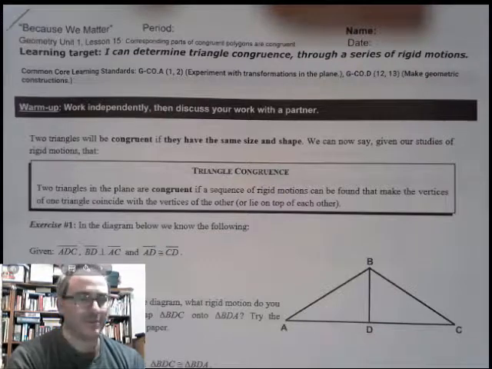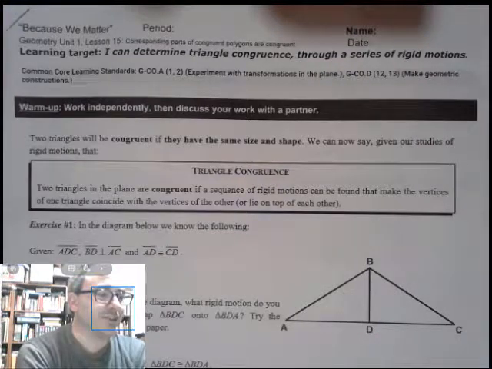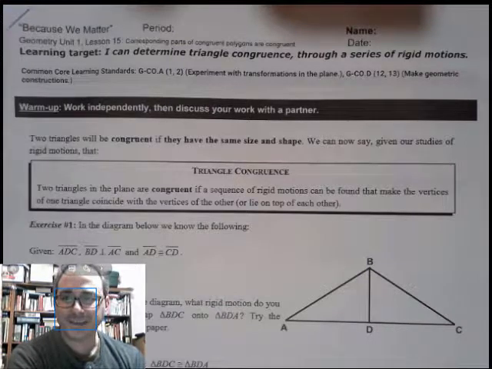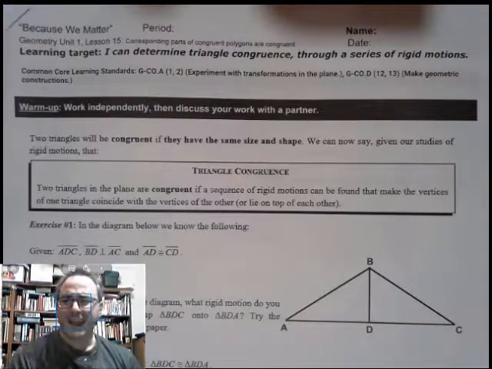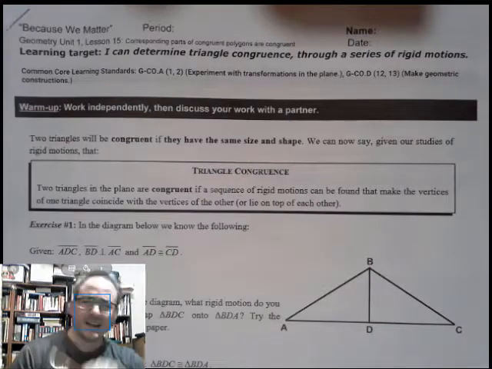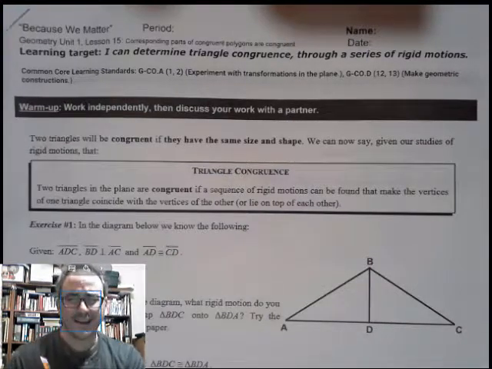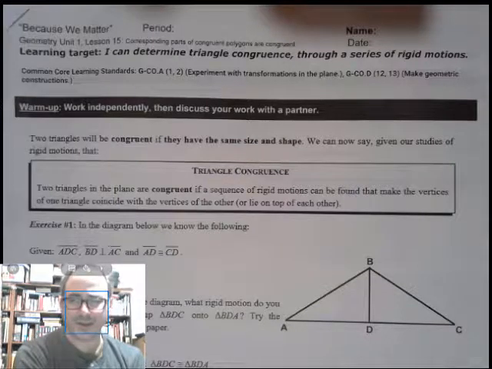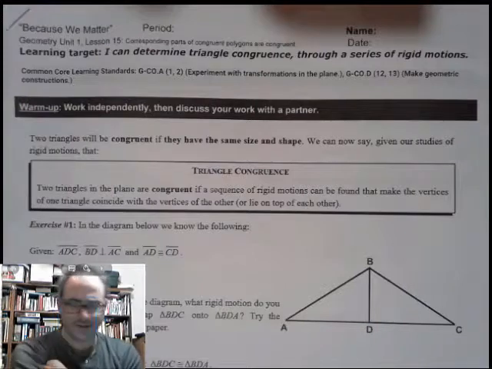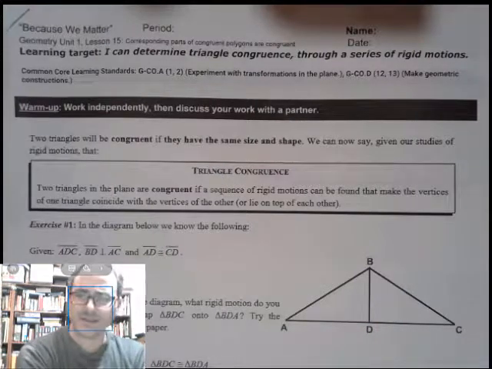We are doing geometry, and today we're going to be going over triangle congruence. Triangle congruence is where we take a look at two triangles and see if each corresponding angle is the same and each corresponding side is the same length. Right? We want triangles that have the exact same shape, the exact same size. Those are congruent. So let's do this warm up.